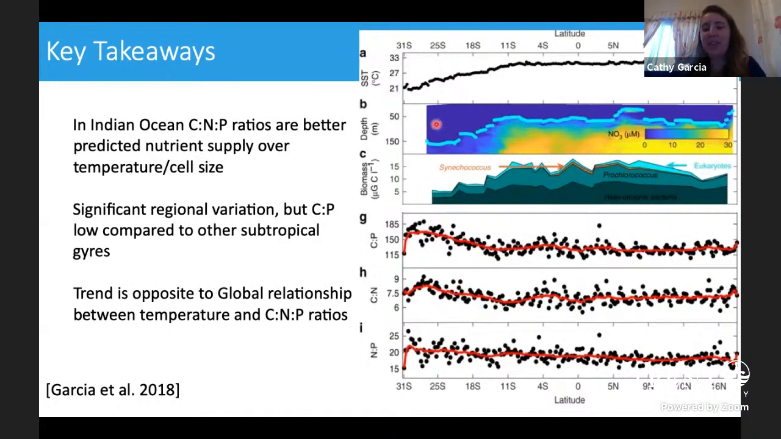We had the lowest nutrients and the deepest nutricline depth, which I'm using as a proxy for nutrient supply, in the South Indian Ocean gyre. This corresponded to what we're calling nutrient limitation and the higher C to P, C to N, and N to P ratios.